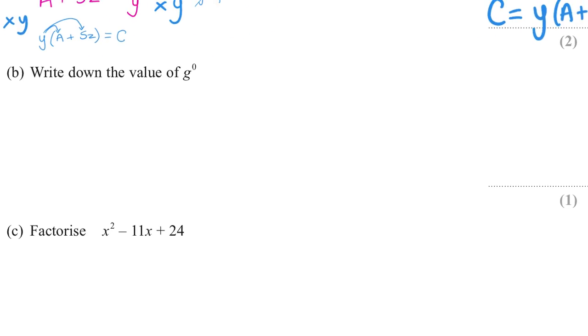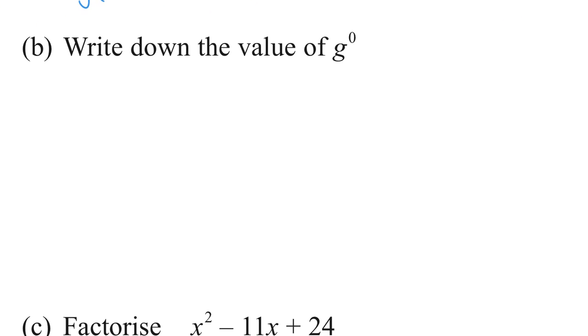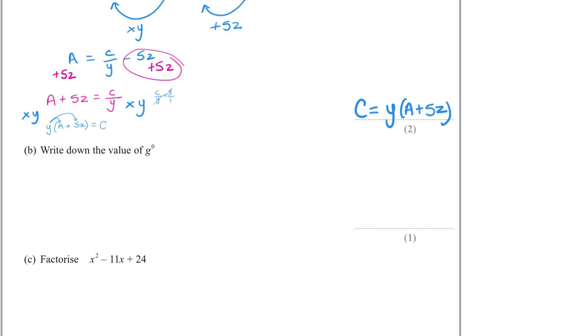So then, part B. Oh, I love this. Write down the value of g to the power of 0. Anything to the power of 0 is? 1. Perfect. We should all know this. So that was an easy 1 mark. Probably the easiest 1 mark on the paper.